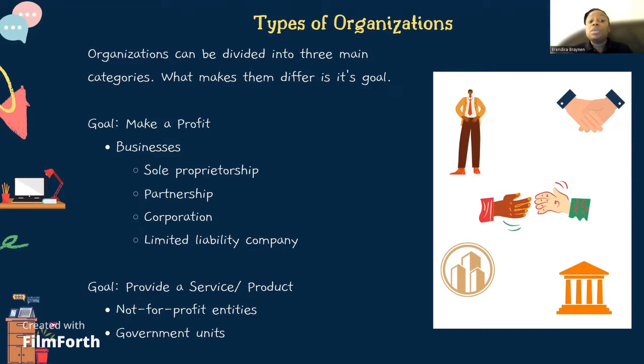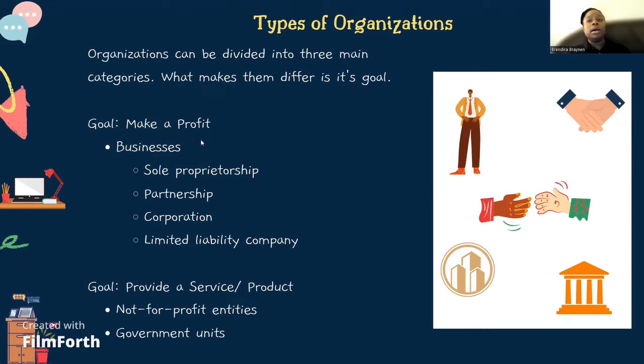Organizations can be divided into three main categories. What makes them differ is their goals. And so the three categories are businesses, not-for-profit entities, and governmental units. Businesses have one goal: to make a profit. And so that just means that no matter how much money they spend, they want to collect more, or they want to have the possibility to collect more than they spend. So they want to give out more invoices than they're giving out checks and payments, that kind of thing.